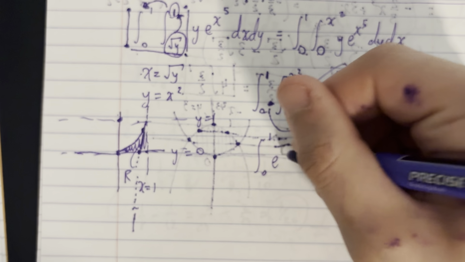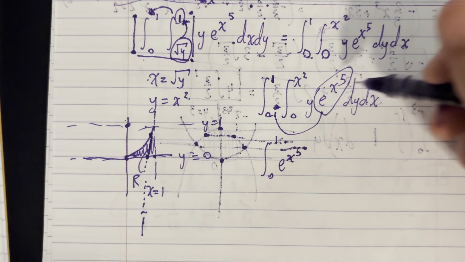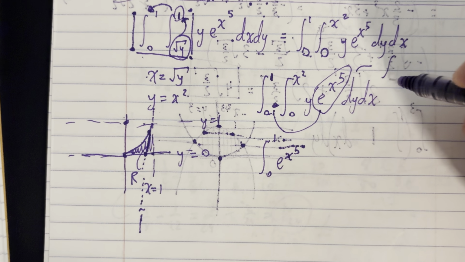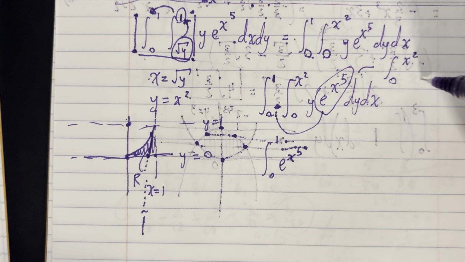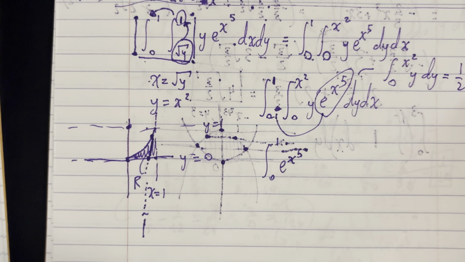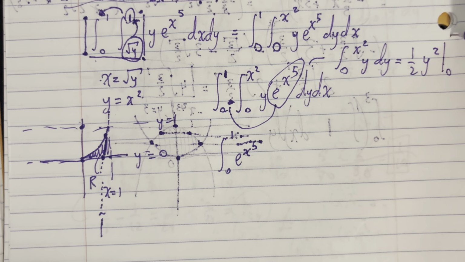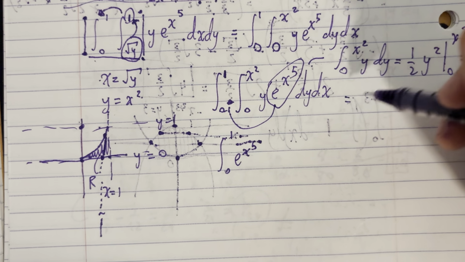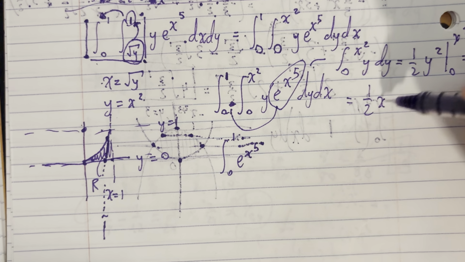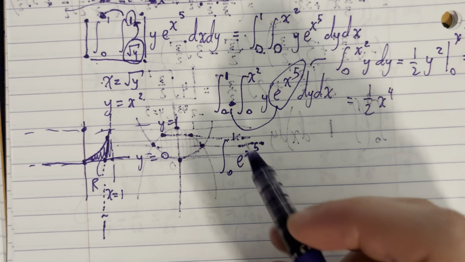0 to 1, e to the x to the 5th. And now y dy. So you have the integral from 0 to x squared. This is your innermost integral, so this is half y squared. Sorry. Half y squared from 0 to x squared, and that's going to give you half x to the 4th minus 0.